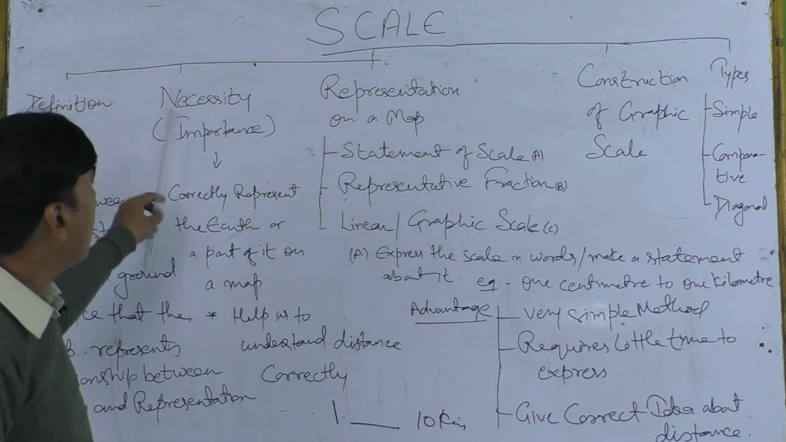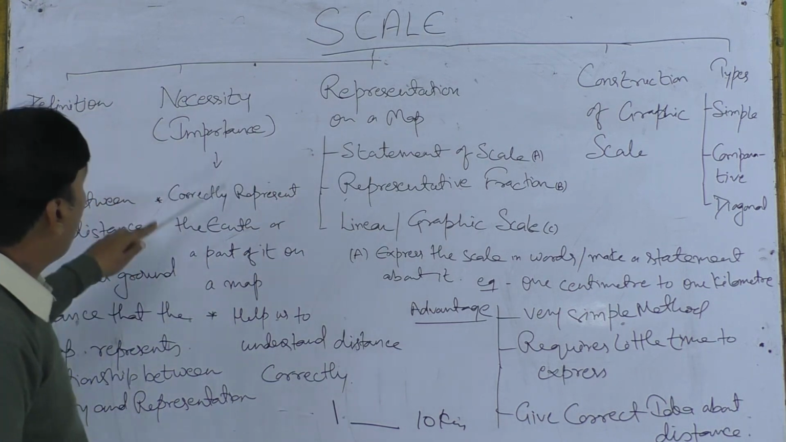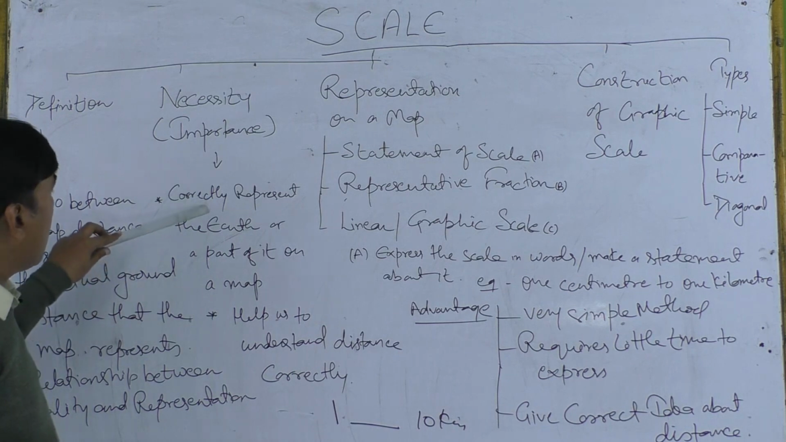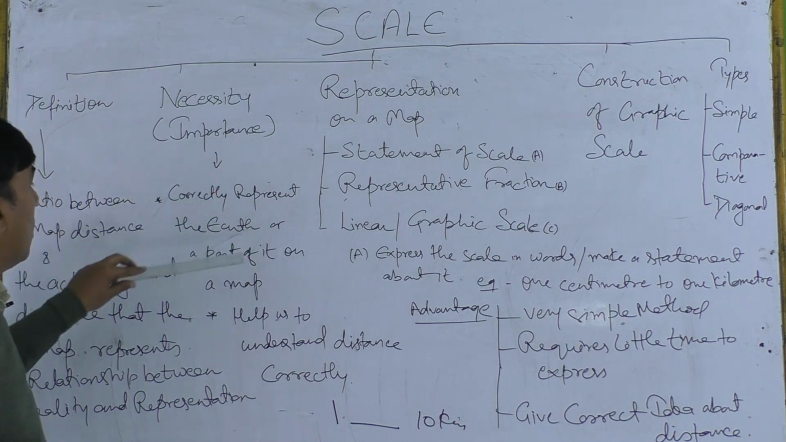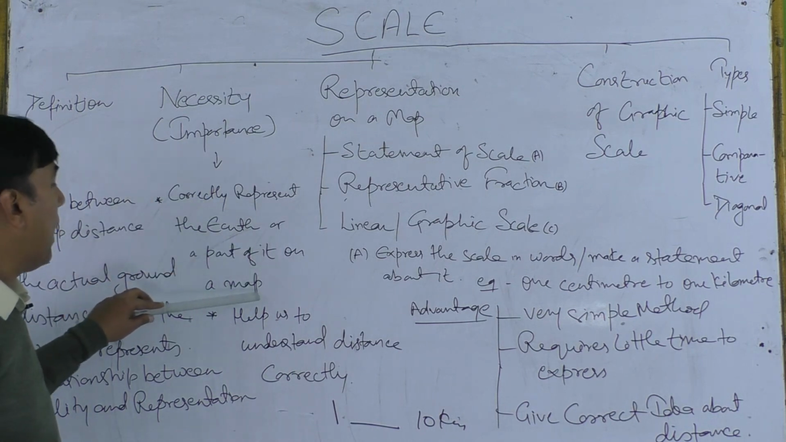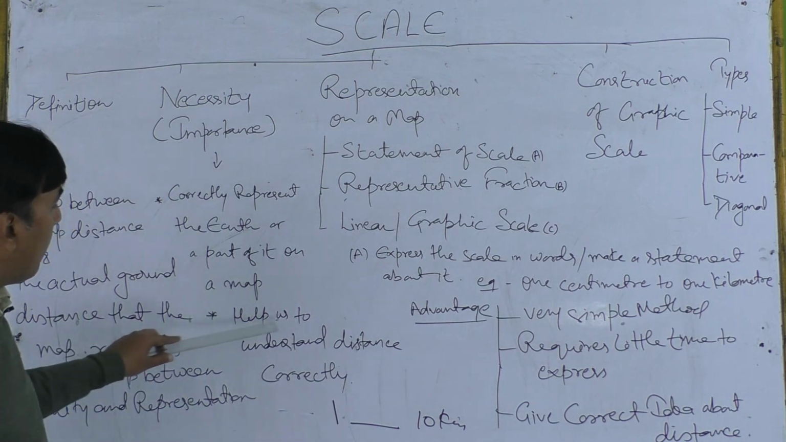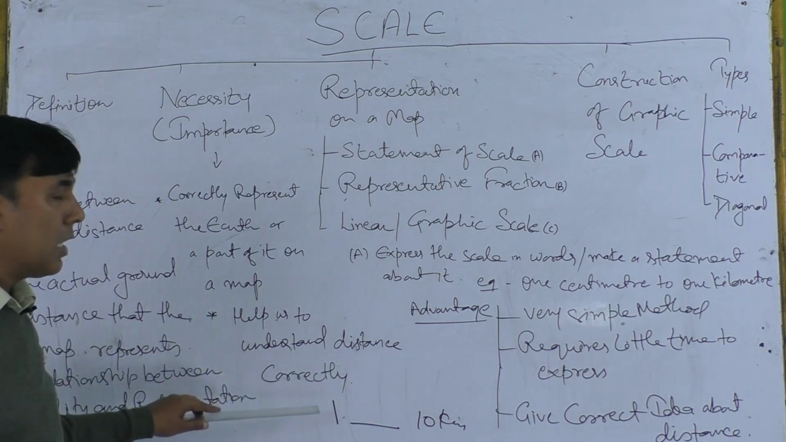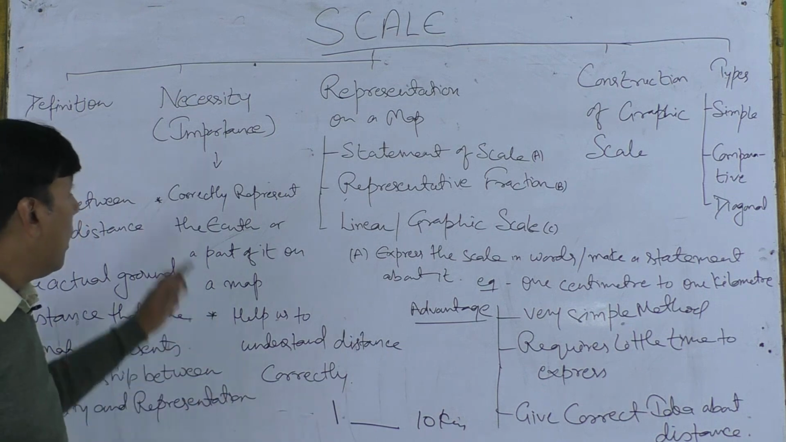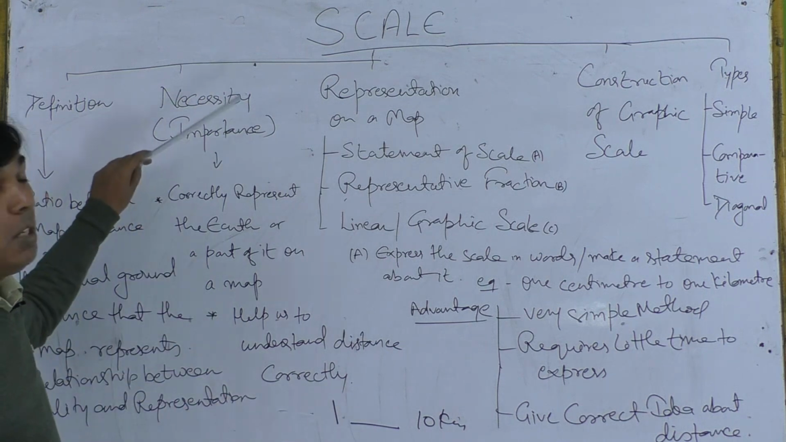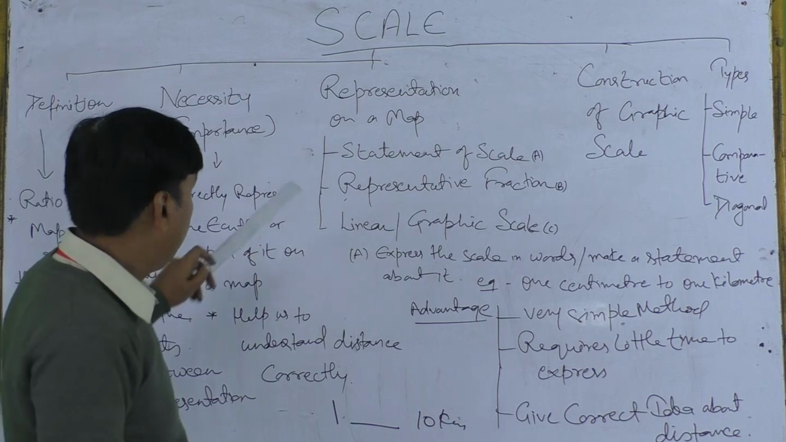The second thing is why a scale is important. It is important because it correctly represents the earth or a part of it on a map. And second, it helps us to understand distance correctly. So that's why scale is very important for our topic.